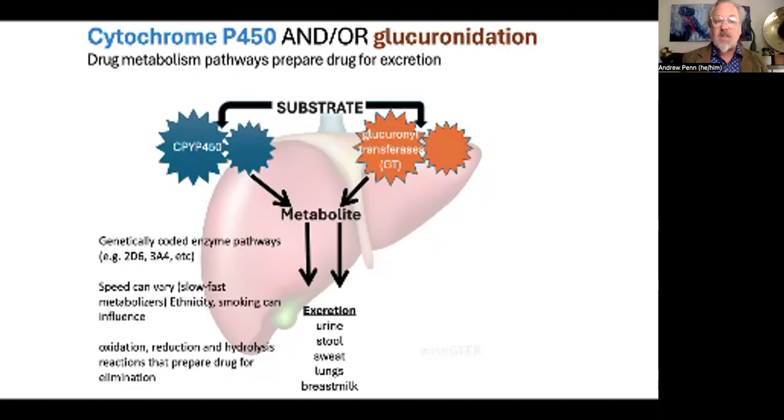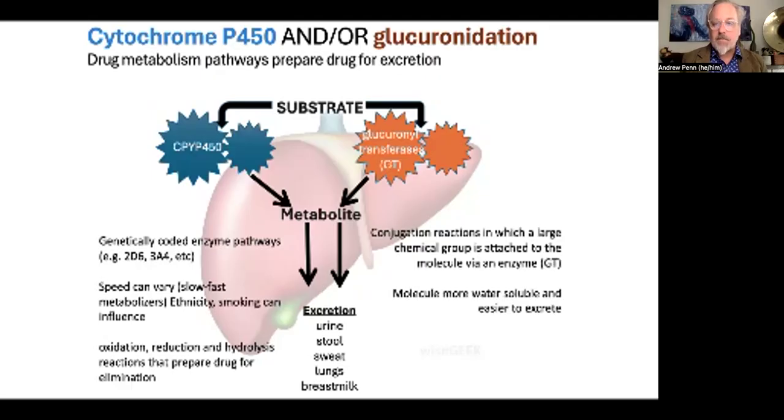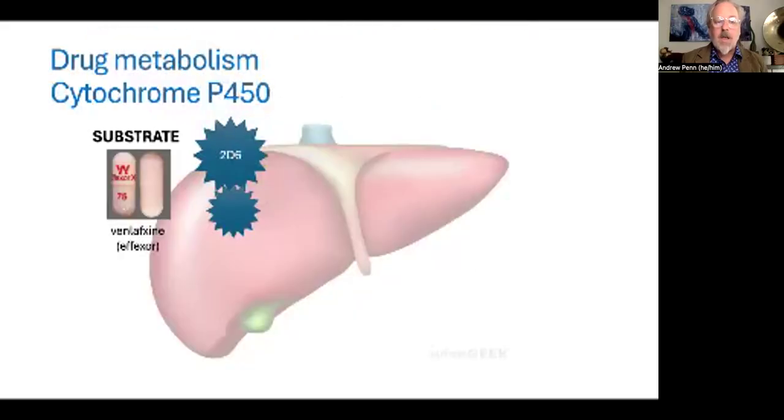Things such as smoking can also influence the speed of these enzymes. There are some genetic groups that will be more likely to metabolize drugs more quickly or more slowly. And this is what pharmacogenomic testing is often looking at. And glucuronyl transferases do a similar function, which is to get that drug ready to be broken down, or they break it down, so it's ready to be excreted, as in the urine.